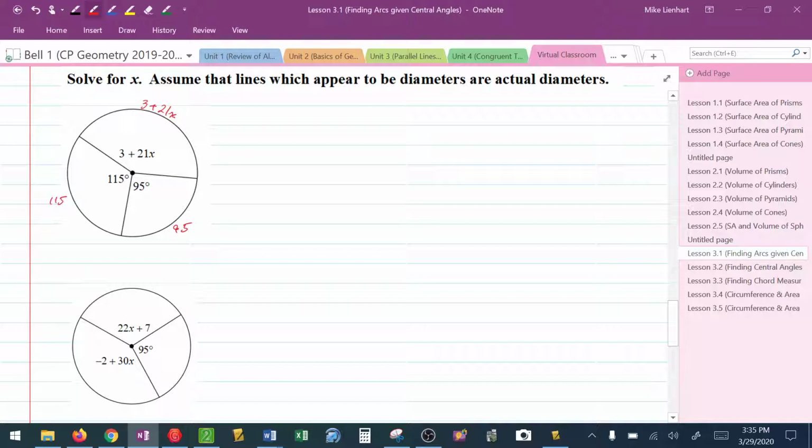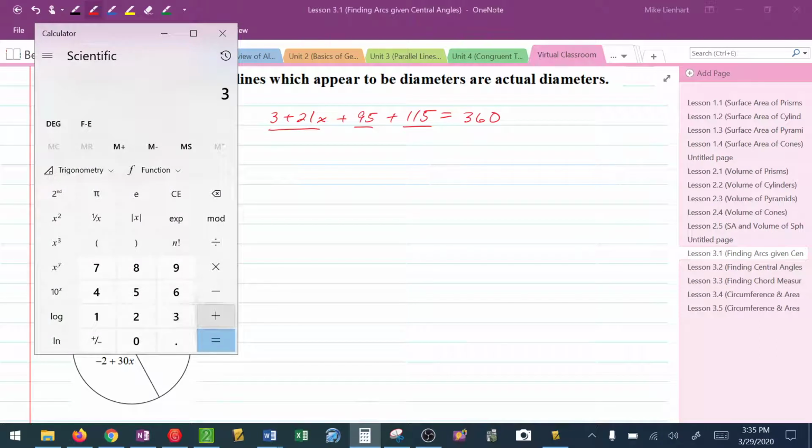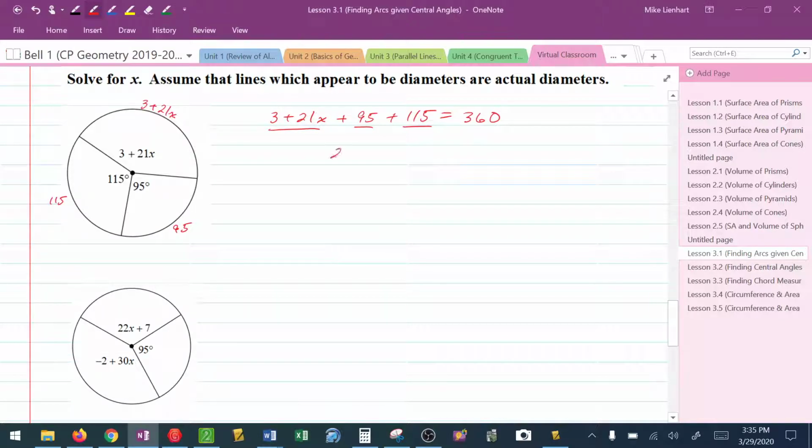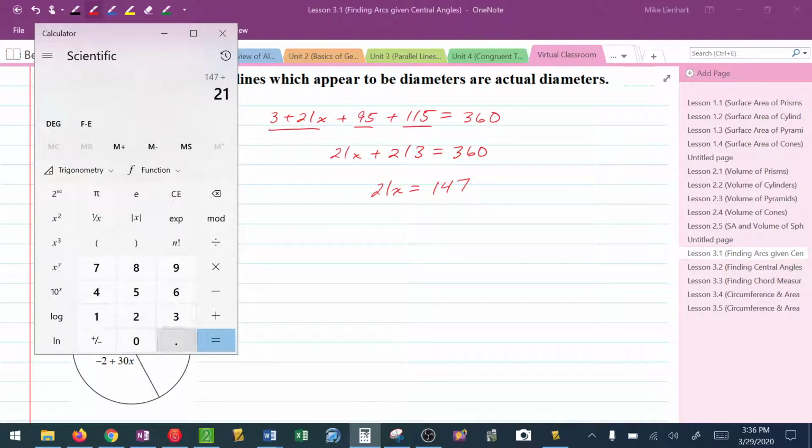I know that the three arcs have to add up to 360 degrees, one trip around the circle. So I'm going to add 3 plus 21x plus 95 plus 115, and I know that these three arcs have to add up to 360 degrees. Grab my handy dandy calculator here. I'm going to combine like terms. So I've got 3 plus 95 plus 115. That gives me 21x plus 213 equals 360. Subtract 213, so 21x is equal to 147. And if I take 147 divided by 21, I get 7.